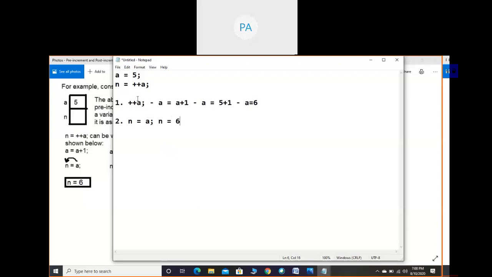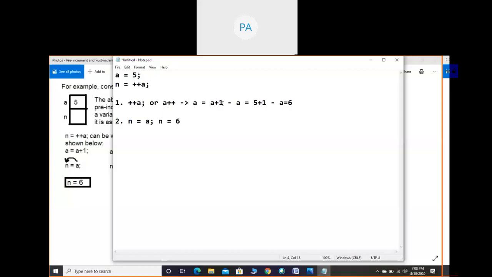So n equals plus plus a can be written as plus plus a as the first statement, then n equals a. Once you write plus plus a, in the next statement there is no need to write plus plus here, you just write n equals a. When you write plus plus a, either plus plus a or a plus plus can be written as a equals a plus 1. So that you have to understand.